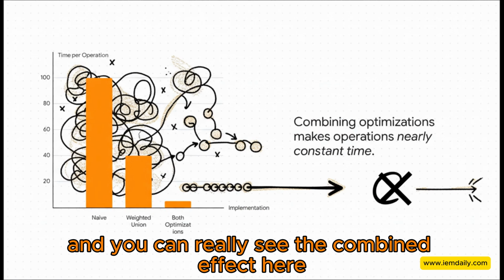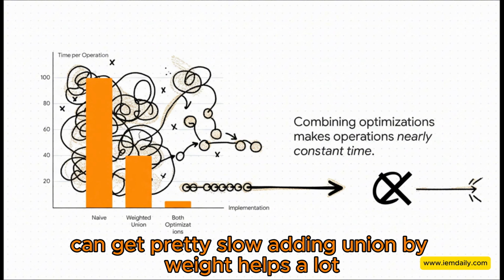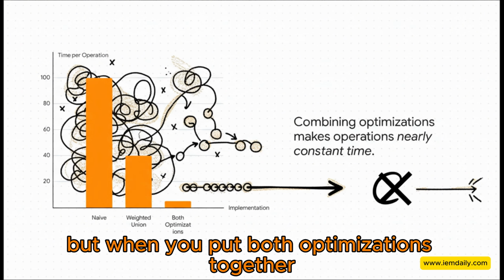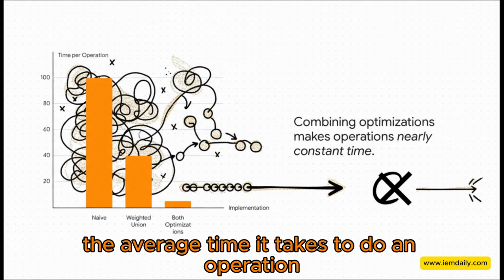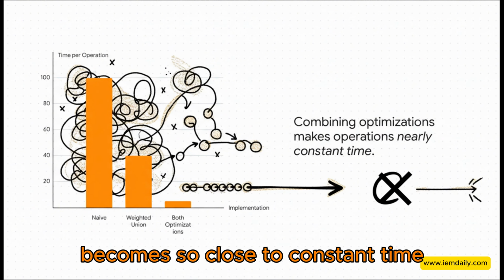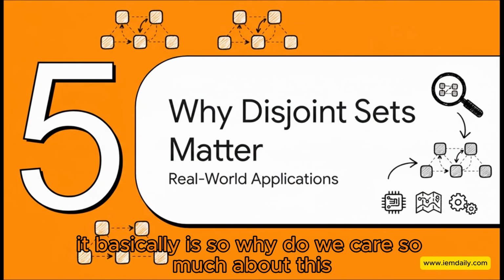And you can really see the combined effect here. A naive implementation without these tricks can get pretty slow. Adding union by weight helps a lot, but when you put both optimizations together, wow, the performance is just incredible. The average time it takes to do an operation becomes so close to constant time that for all practical purposes, it basically is. So, why do we care so much about this?